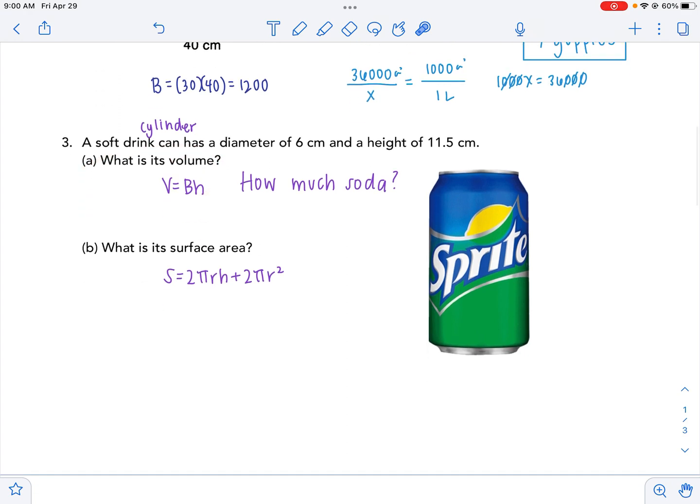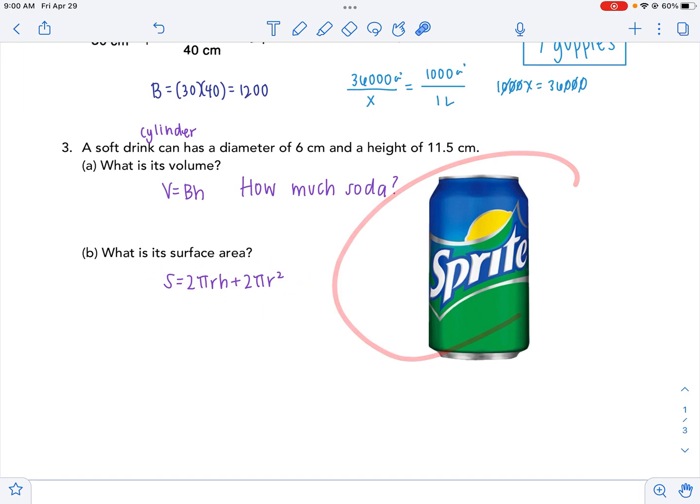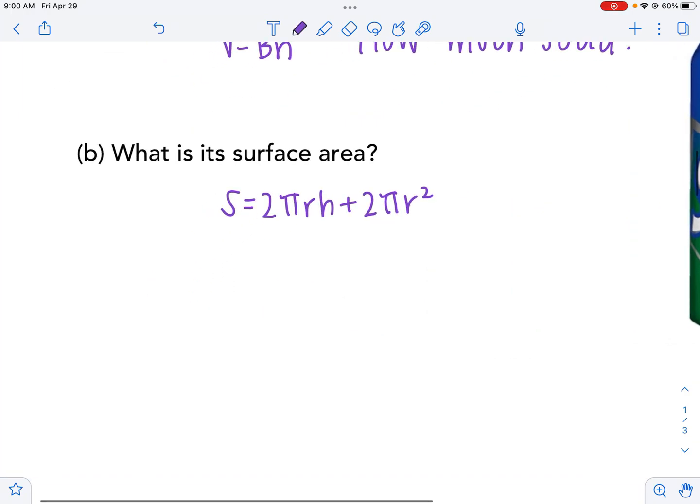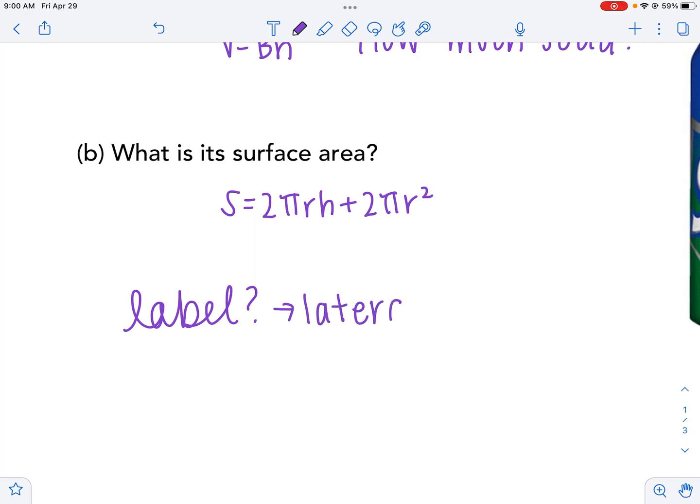For surface area, they might ask you how much aluminum do we need? And that would be total. So how much aluminum do we need to make this? That would be total. But if they asked about the label, well, be careful there. Because if they want to know what's the surface area of the label or where are we going to put the Sprite decal or the Coca-Cola decal, label would be lateral surface area. And that would just be 2 pi RH.